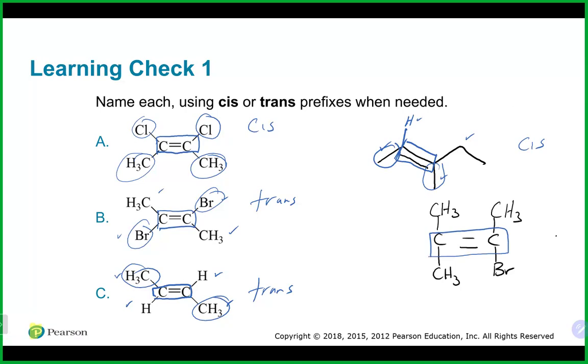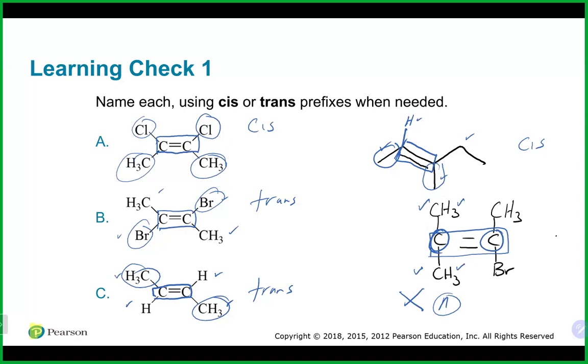It would actually be neither, because this group and this group are the same. That eliminates the possibility of cis or trans. That is neither. So when you look at the carbons in the double bond, on each of those carbons they have to have different groups attached. Because this one has a methyl group and a methyl group attached, that automatically eliminates the possibility of cis or trans.